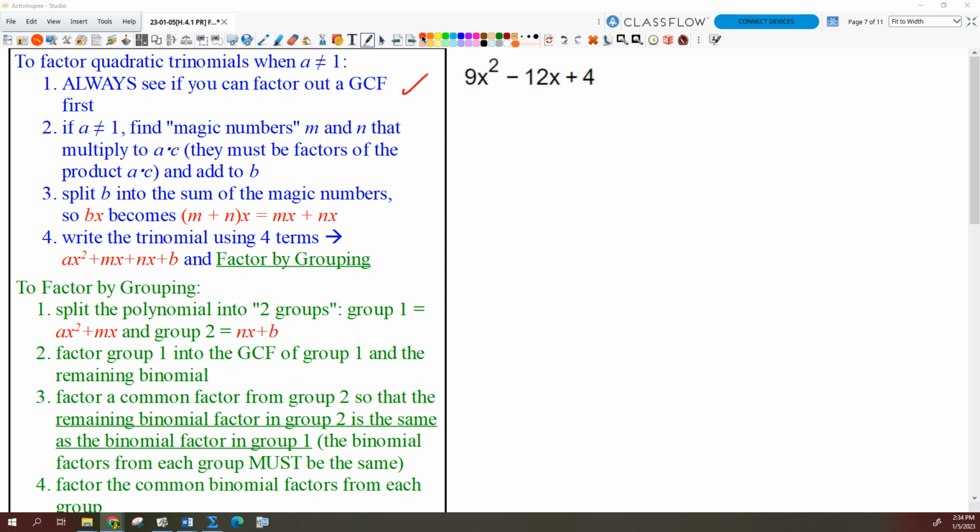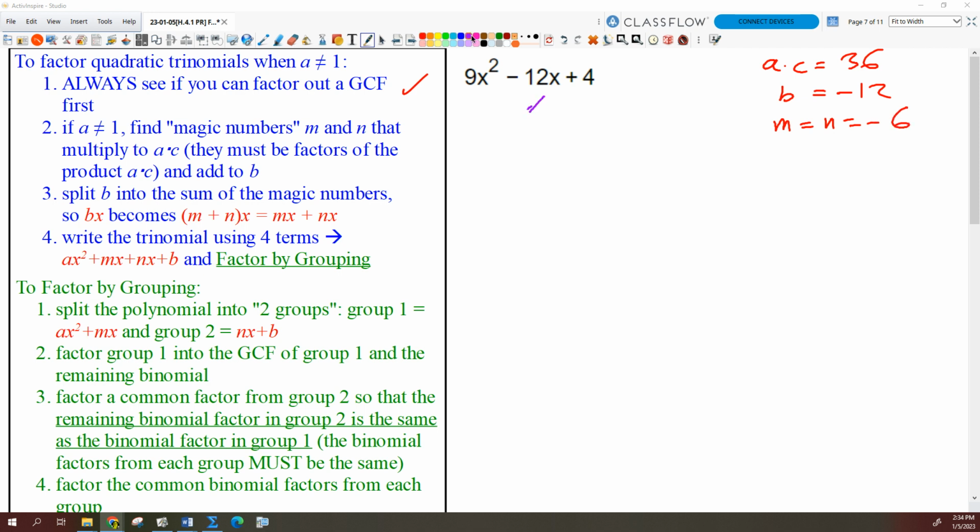A is not equal to 1. Now we want to find magic numbers that multiply to A times C and add to B. They're the same magic numbers that we were finding with slip and slide. What is AC equal to this time? 36. So we want numbers that multiply to 36 and add to negative 12. What would they be? Negative 6 and negative 6. Everybody agree? Okay. So our magic numbers, M and N, are both negative 6.